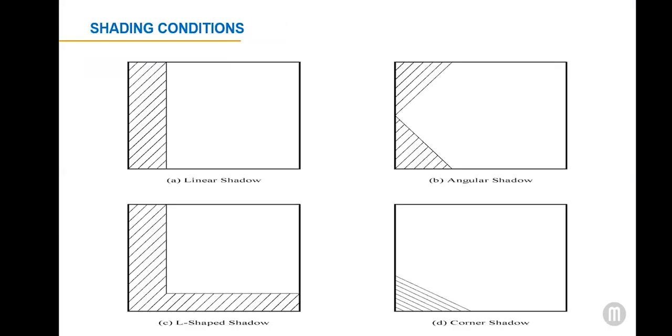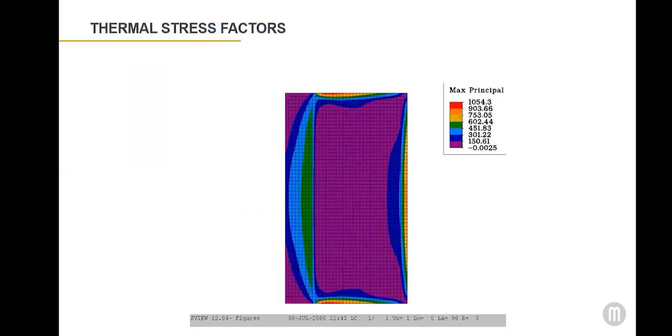Some examples of shadow conditions that can affect thermal stress. A linear shadow is one that's straight up and down. An angular shadow, you can see it's a right angle there. An L-shaped shadow, you've got 2 sides of the window that are blocked, or a corner shadow. This is an example of just a linear shadow, and you can see the stress extends much greater than when we had just the edges.